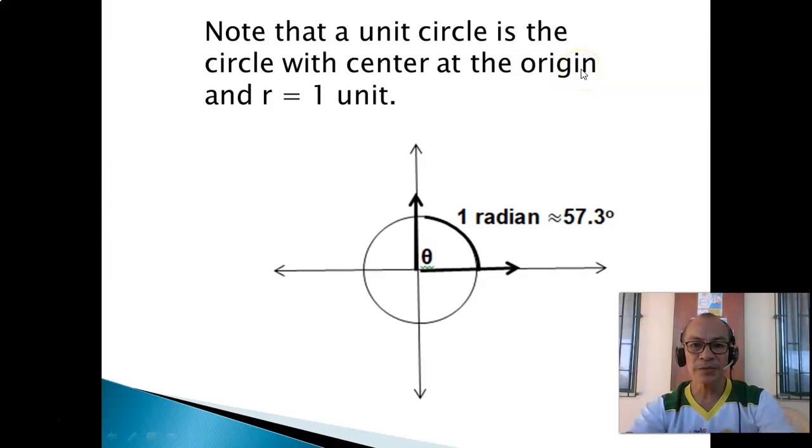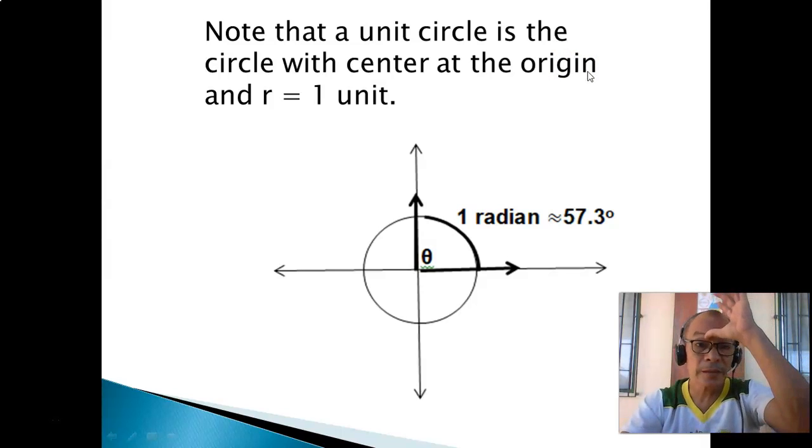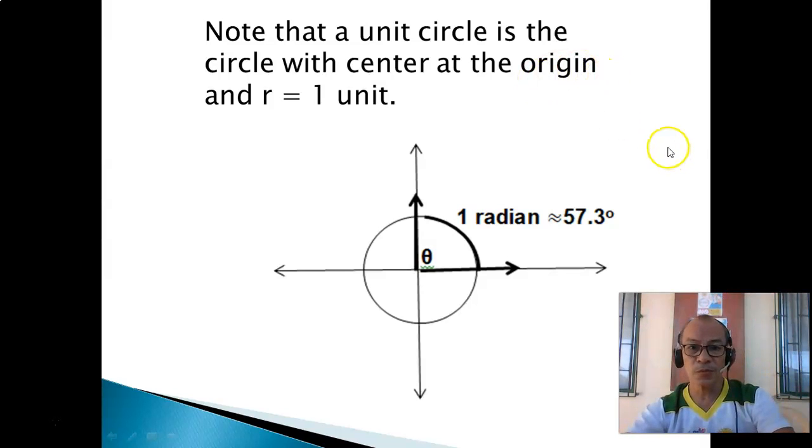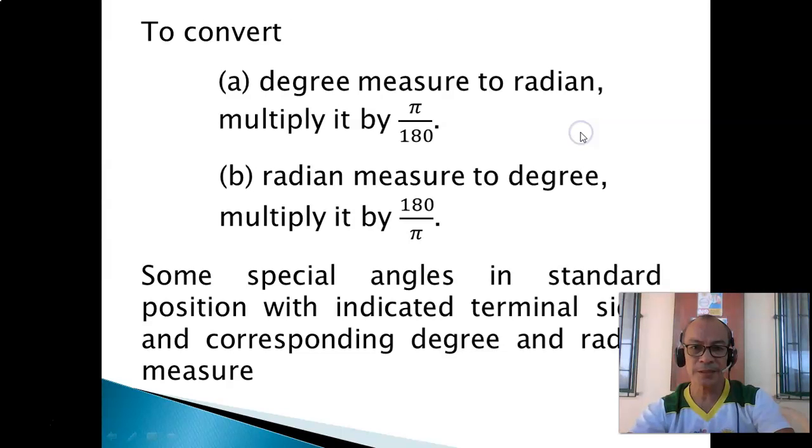Now take note that the unit circle is the circle with center at the origin and radius equal to 1 unit. So 1 radian is approximately equal to 57.3 degrees. Now, to convert a degree measure to radian, we multiply the degree measure by pi over 180, and conversely, to convert radian measure to degree, we multiply it by 180 over pi.